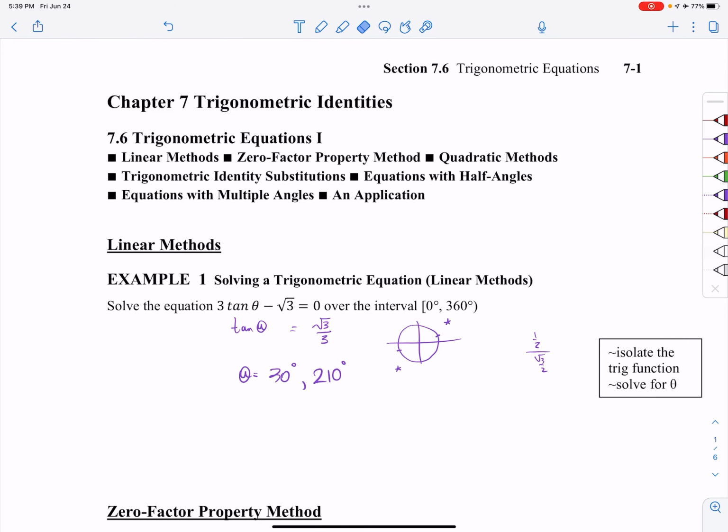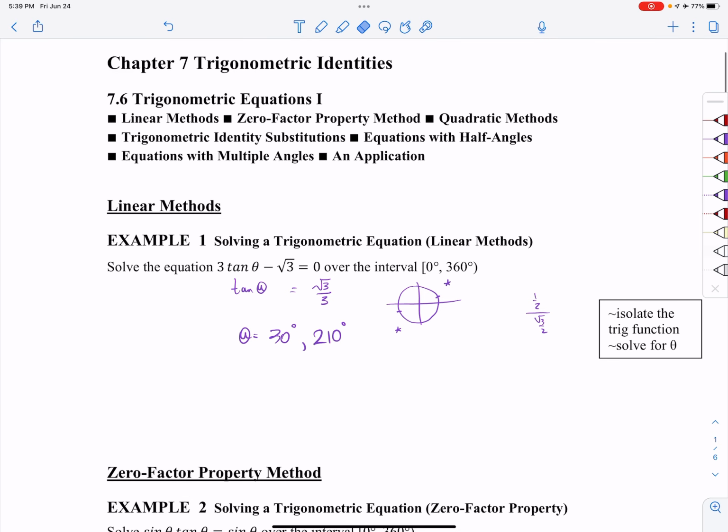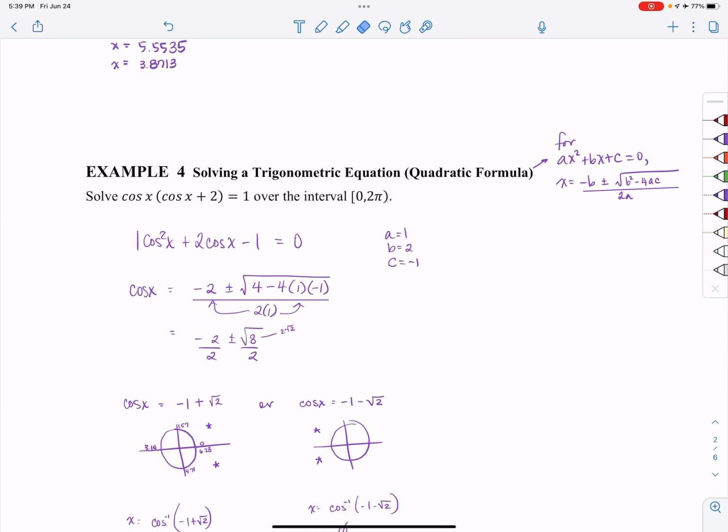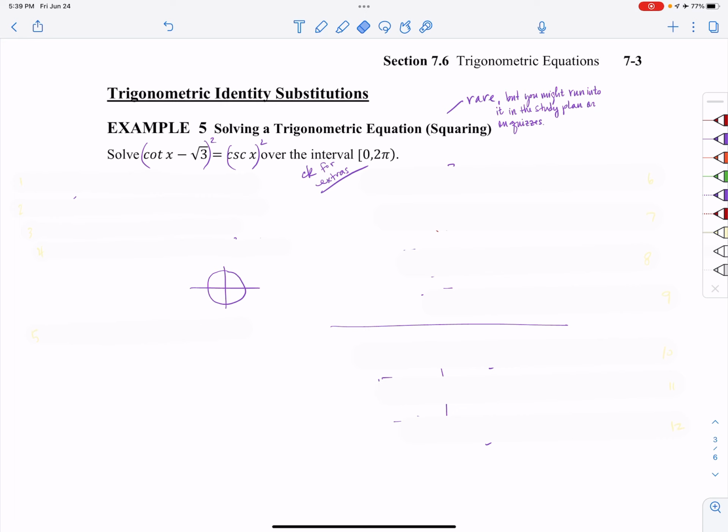Hey folks, this is the second video in section 7.6 dealing with solving trig equations. Let's go all the way down to example 5. Example 5 starts with what I call the weird examples. The first 4 examples were just kind of run-of-the-mill, very normal, common examples that you're going to see frequently. Example 5 starts a whole section of what I call the weird examples.